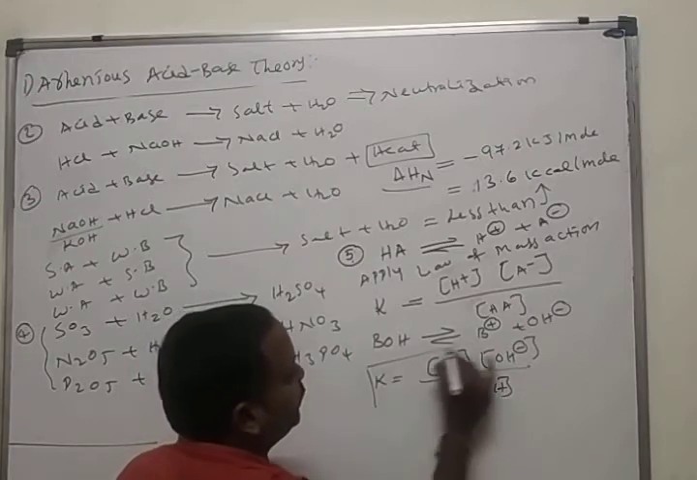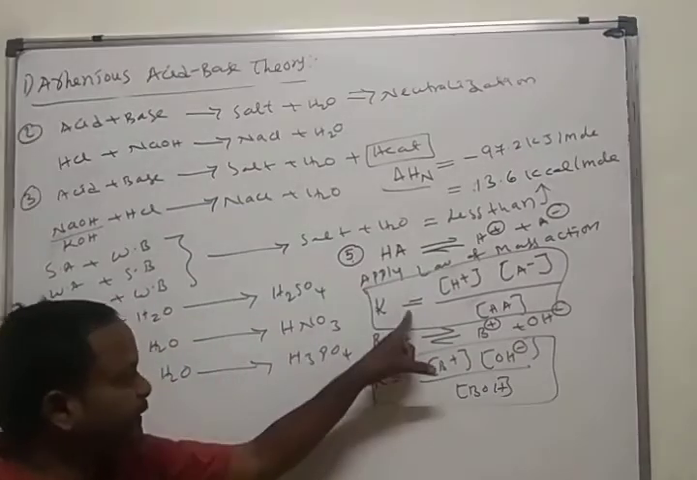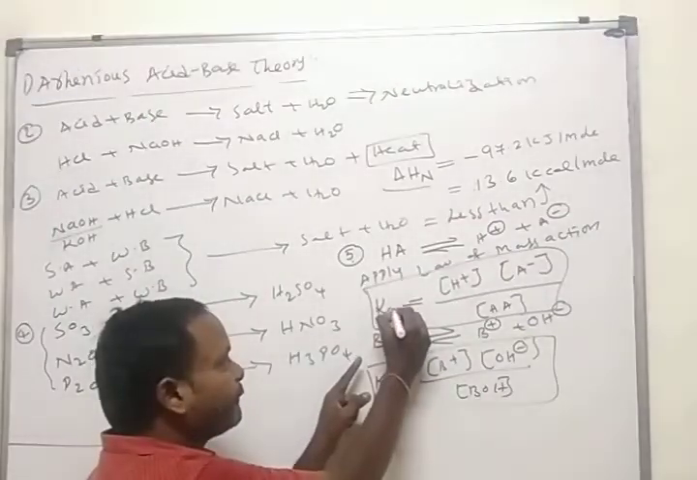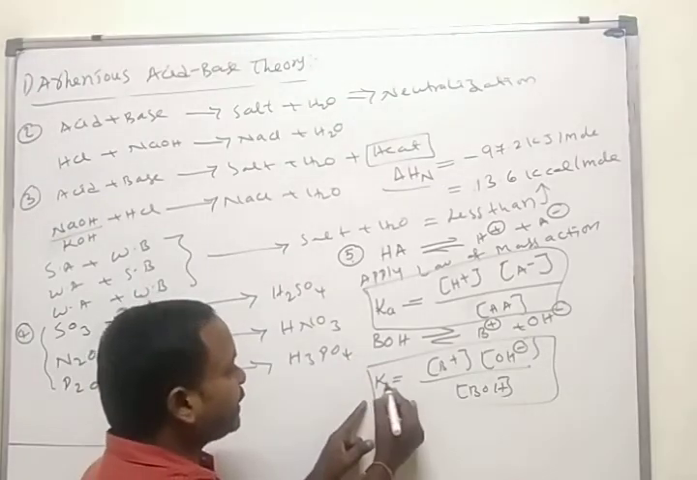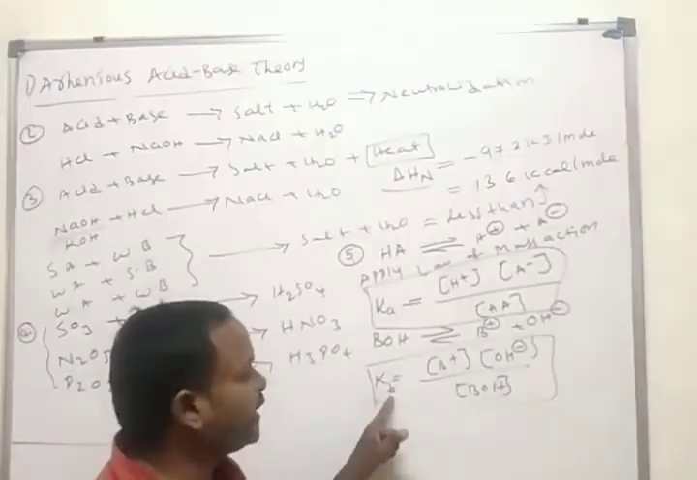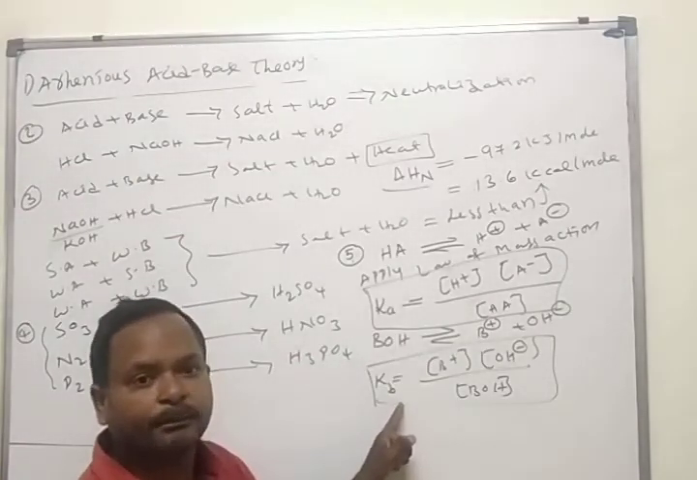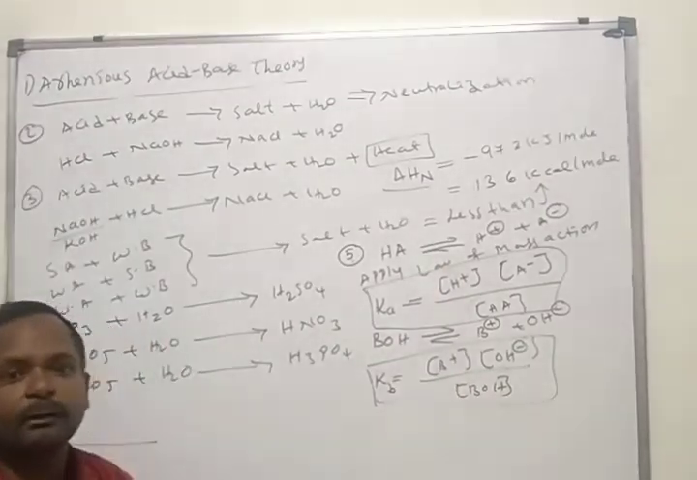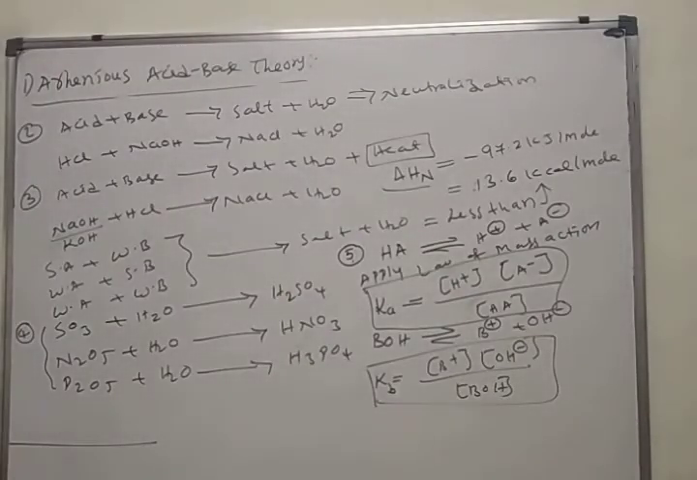By using this principle, we can calculate the relative strengths of an acid and a base. This is an equilibrium constant. We indicate it with Ka; Ka means the acid equilibrium constant. For a base, we indicate it with Kb, the base equilibrium constant. By using these principles, we calculate the relative strengths of acids and bases. These are the five advantages of Arrhenius acid-base theory.